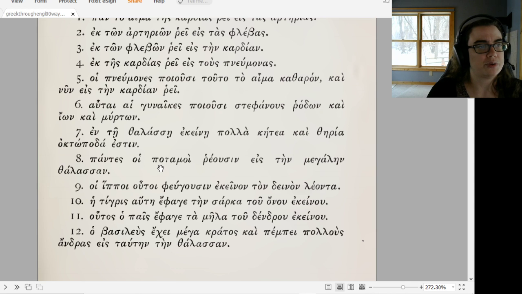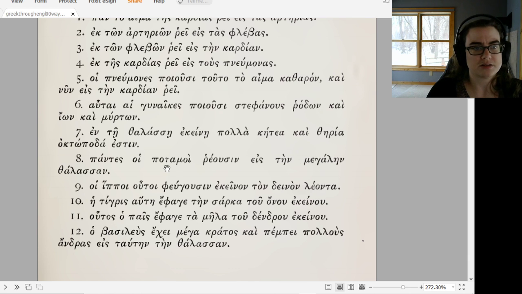Pantes hoi potamoi reusen eistain megalane thalassen. All the rivers flow into the Great Sea, the Mediterranean. Octopodes! Octopodes and squids are not the same. Squids would probably be Ketea, the whales slash monsters. I don't know if they have a separate word for squid or not.